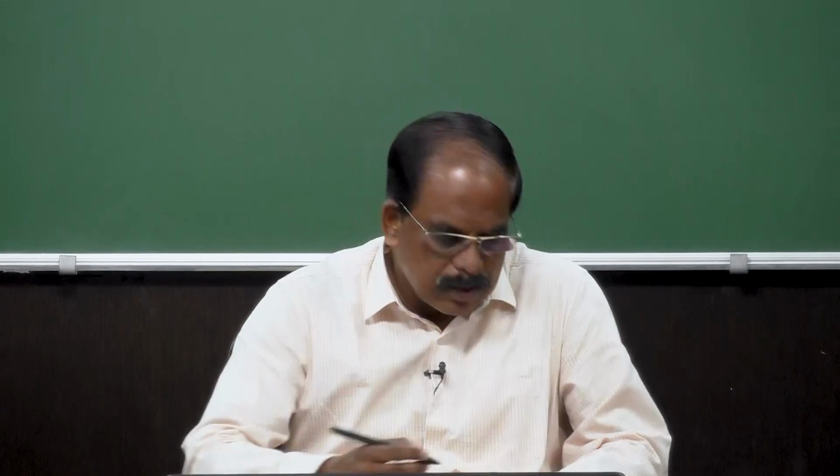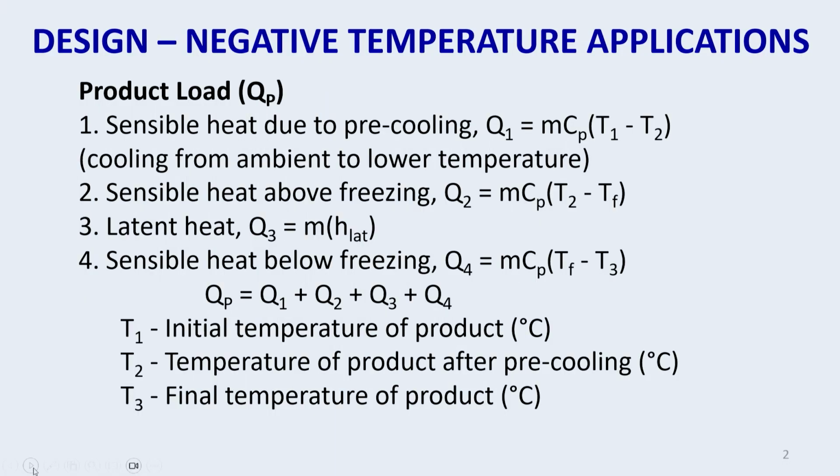Welcome back to lecture number 25, part 1, on the topic cold storage design for negative temperature applications. In lectures number 23 and 24, the previous two lectures, I designed cold storage for storing two different types of products. One is potato. In the first design, we designed the cold room for storing potatoes, and in the second one for storing mixed vegetables.